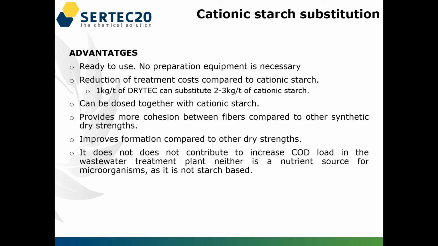In this slide, I want to present the advantages of Drytec Gamma products. They are ready-to-use products, so we don't need any equipment for their preparation. We can reduce the cost of the cationic starch treatment, as 1 kilogram of Drytec can substitute 2 or 3 kilograms of cationic starch. It can be dosed together with cationic starch, as they are totally compatible.